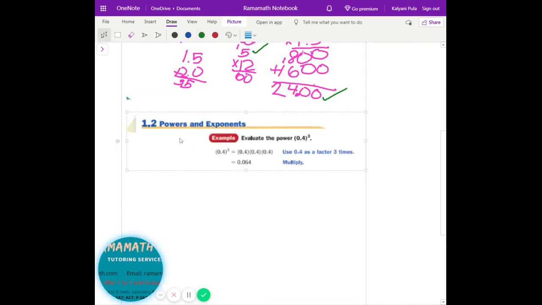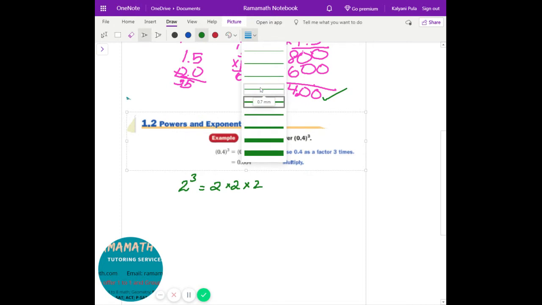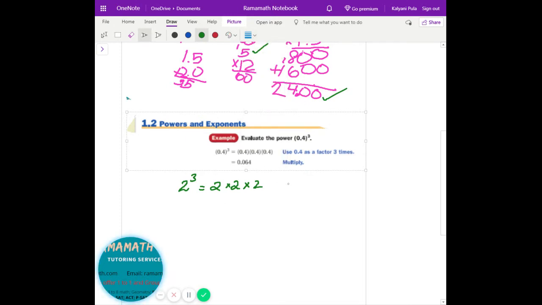The next lesson we learned is powers and exponents. Whenever you have an exponent, you repeatedly multiply, okay? Let's say I say 2 to the third exponent, which means 2 times 2 times 2. Agree? So that's called the exponent. Same way, when you multiply them, you will get the answer. That's called the powers and exponents.